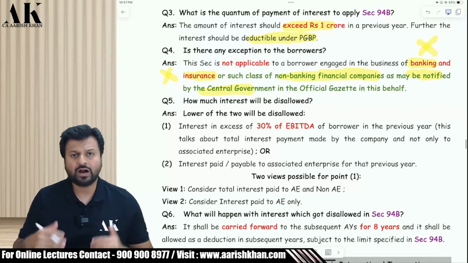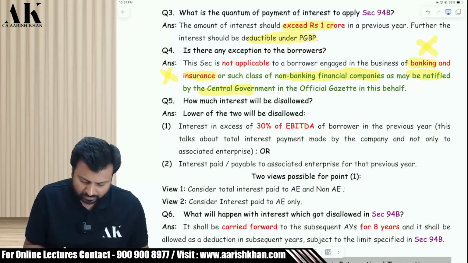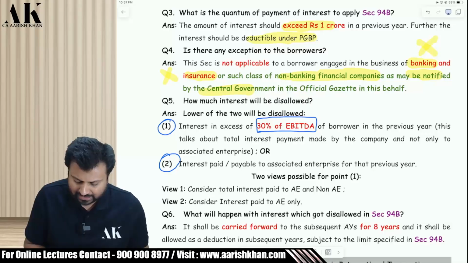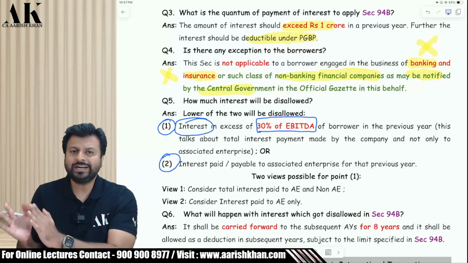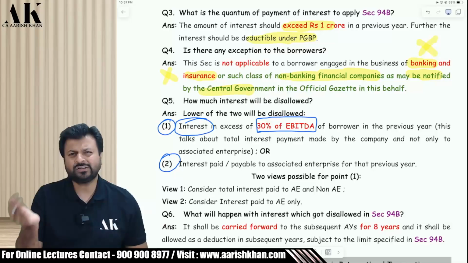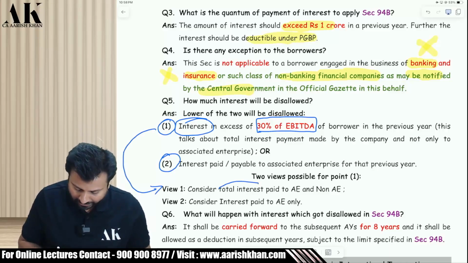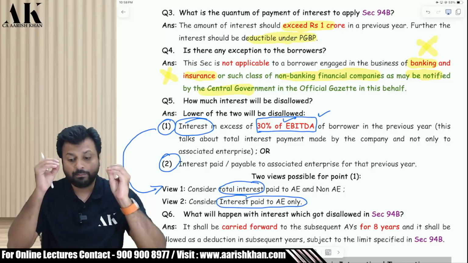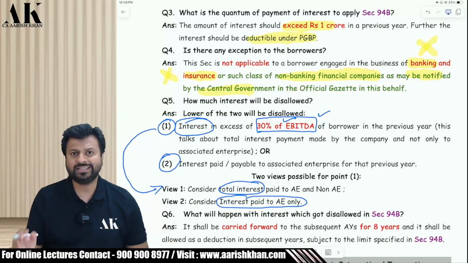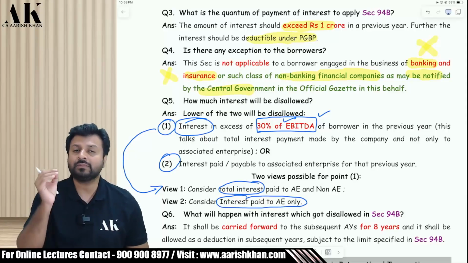Now the next one is how much interest will be disallowed. The interest will be disallowed to the extent of the lower of the 2 points. First one is you have to compute 30% of EBITDA and then compare with your interest. Okay, then total interest minus 30% of EBITDA, or interest paid to associate enterprise minus 30% of EBITDA. Both the views can be taken. In point number 1, there are 2 views which are possible. One is you compare total interest with 30% of EBITDA. Another, you compare interest paid to AE with 30% of EBITDA. Both of them are correct. Obviously, the answer will differ drastically in both the cases, but both of them are correct.